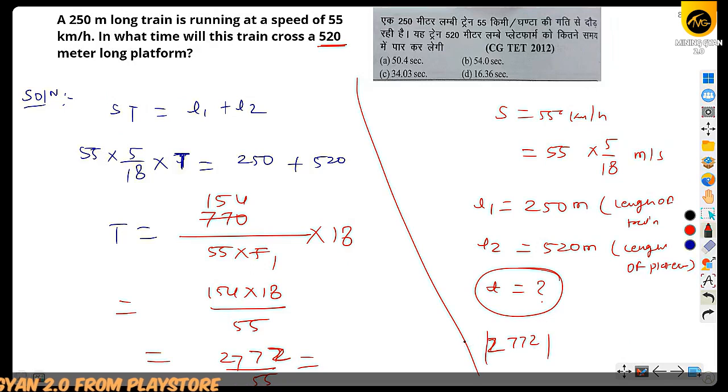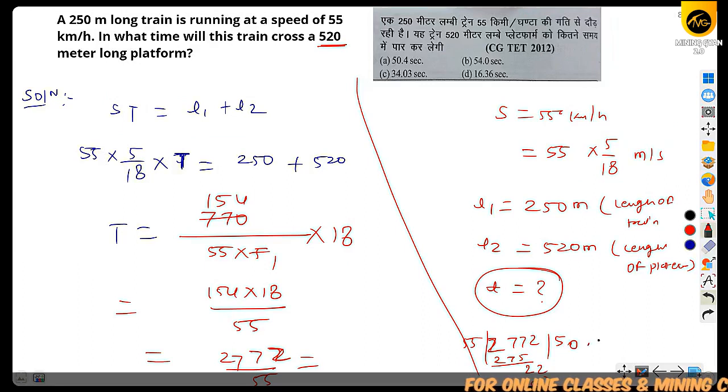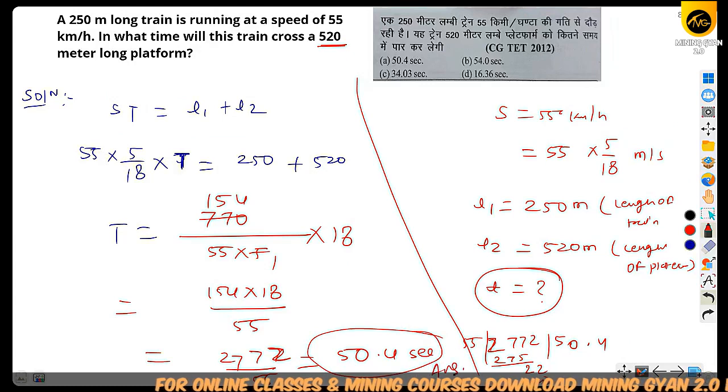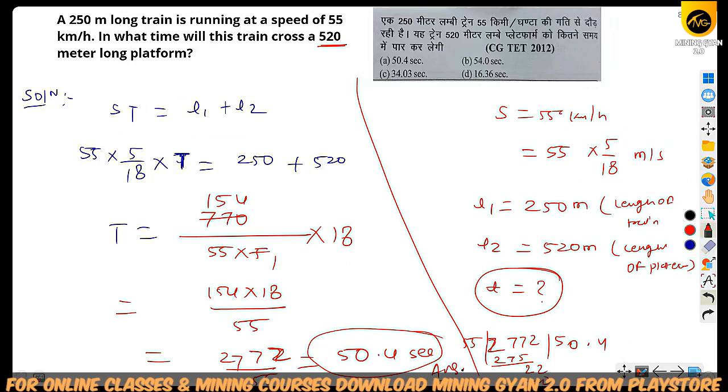2772 divided by 55. So 5 times 2 is 10, and it goes on, and it will be 50.4. So 50.4 second is the correct answer. That is the time duration. So you can call it 50.4 second. After 50.4 second, the train will cross the 520-meter long platform. Okay, so option B is the correct answer.